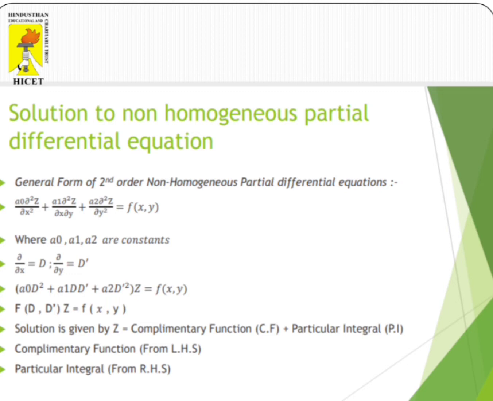The above equation can be written as a naught D square plus a1 D D dash plus a2 D dash square into z equal to f of x comma y. Once converted into this form, f of D comma D dash into z equal to f of x comma y, we can solve these equations. We get the general solution given by z equal to complementary function plus particular integral. The complementary function is found from the LHS, and the particular integral from the RHS.